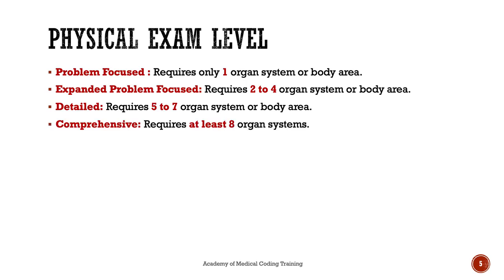Here is an important point: for problem focused, expanded problem focused, and detailed exams, you can count both organ systems and or body areas in your calculation. But in order to make the physical exam complete, you have to count only organ systems. That means there have to be 8 organ systems to make the physical examination complete. You cannot make the physical exam comprehensive by counting both organ systems or body areas.